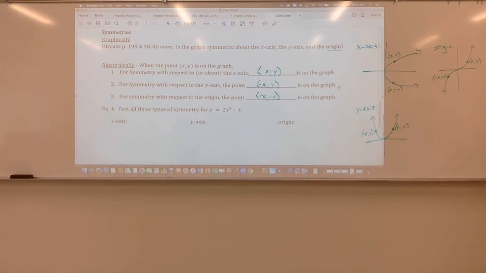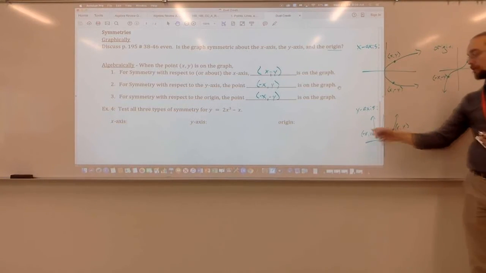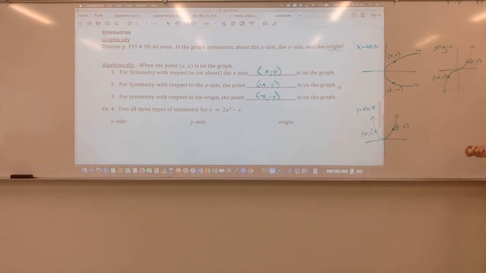So to put some numbers to that, if I've got the point 2, 1 on this graph, that means the point 2, negative 1 is also there. If I've got the point 2, 1 on this graph, that means the point negative 2, 1 is here. And if I've got the point 2, 1 on this graph, negative 2, negative 1 is also on that graph. All right? We okay with that?